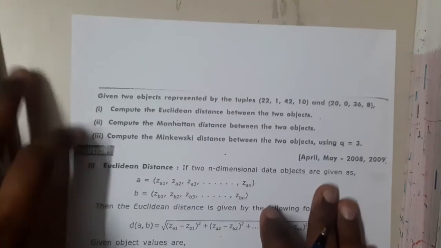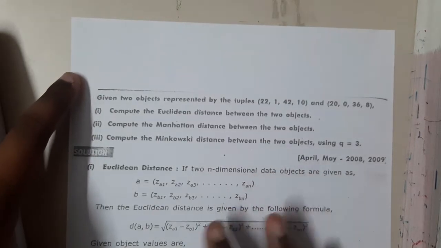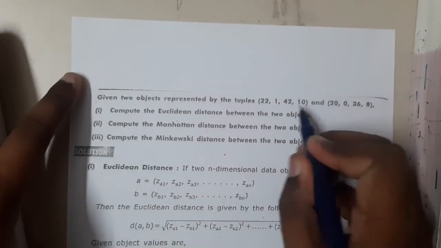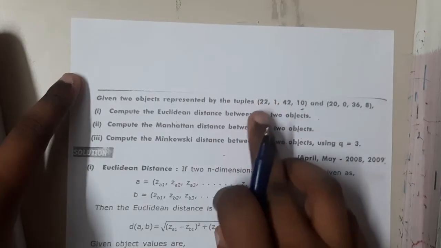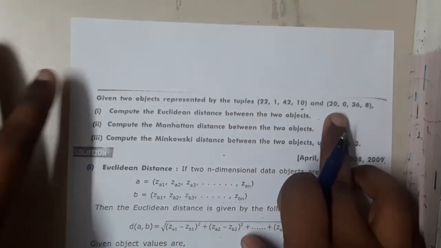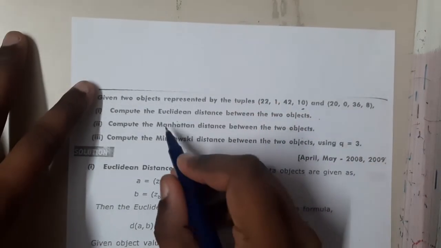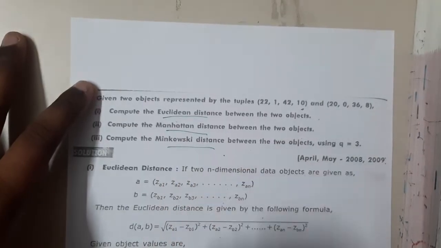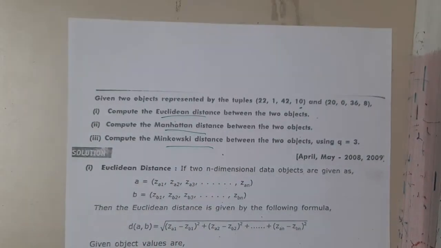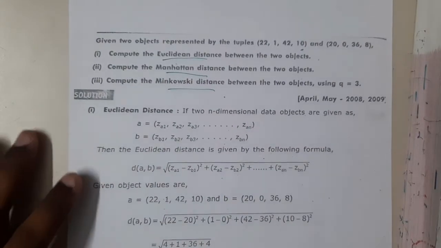So this is the book problem, guys, which you can solve. I want every one of you to test whether the book solution is correct or wrong. Here we have a 4-dimensional tuple: 22 1 42 10 and 20 0 36 8. It asks for 3 different distances, guys. These kinds of questions could come in your examination, and that is the reason I took the example directly from the book.